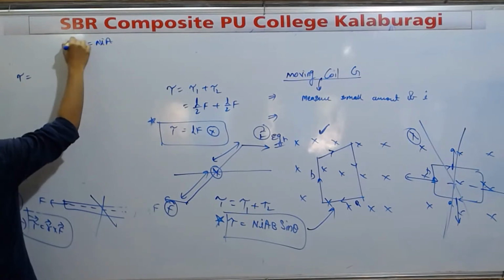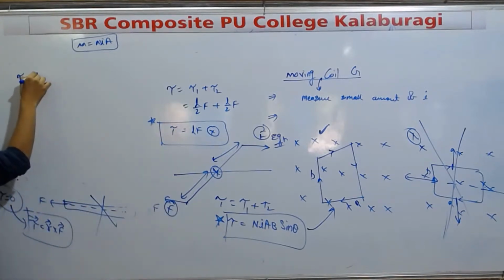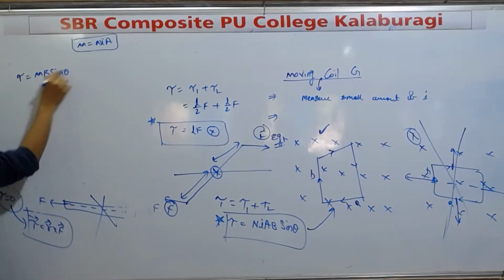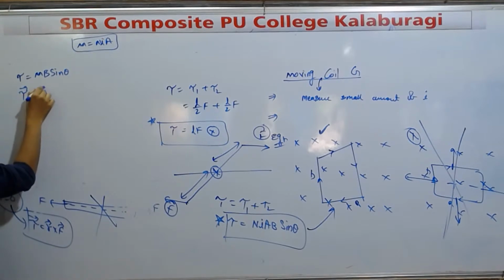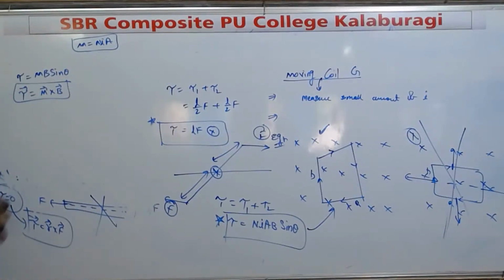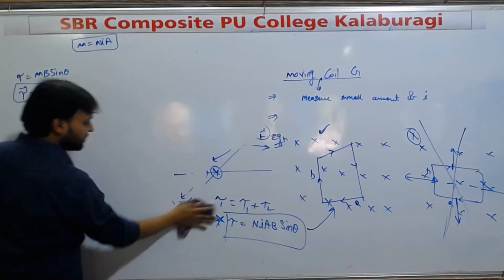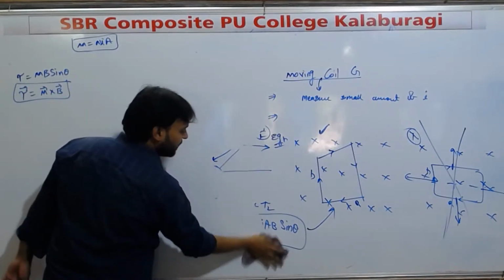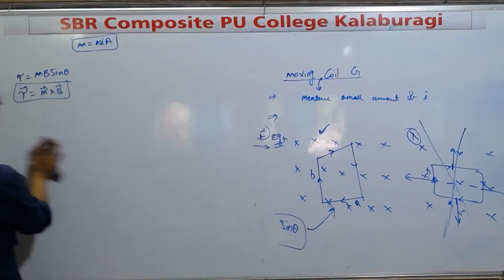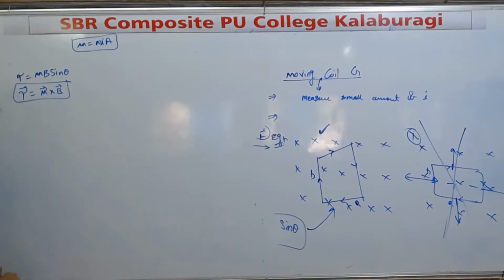If n number of turns are there in the sense, can I write NIA? So instead of NIA, can I write magnetic moment MB sin theta? So tau bar equals M bar cross B bar. Very important formula again. One more formula for that, which is M bar cross B bar. Make a question about that.